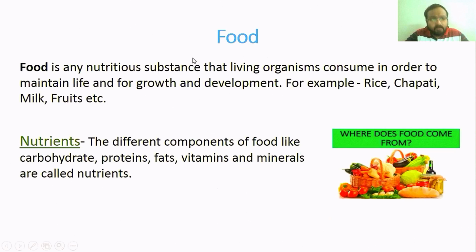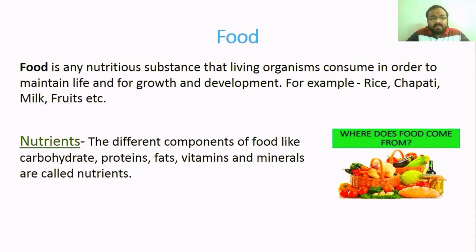How can we define food? Food is any nutritious substance that living organisms consume in order to maintain life and for growth and development. For example, rice, chapati, milk, fruits, etc. So any nutritious substance which an organism consumes, and that is utilized for giving energy or for growth and development of that organism, that is called food.